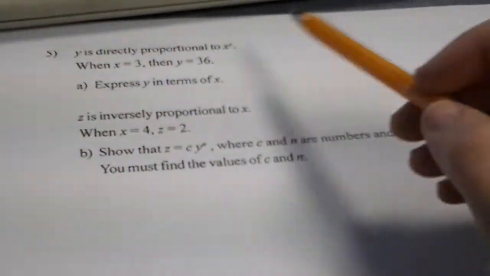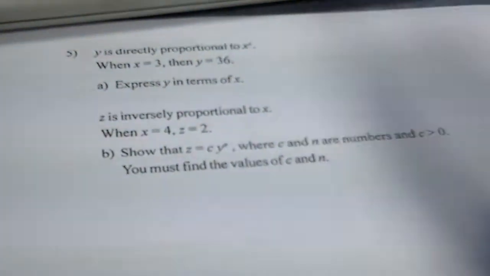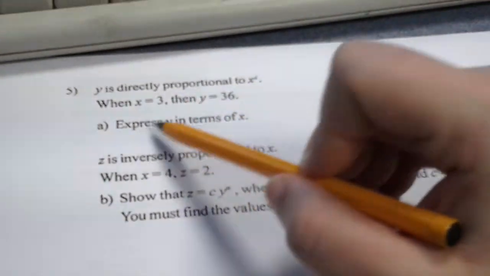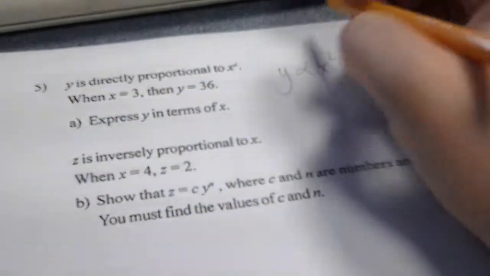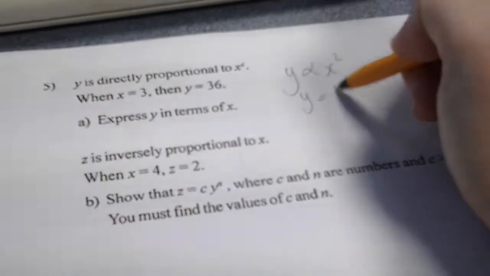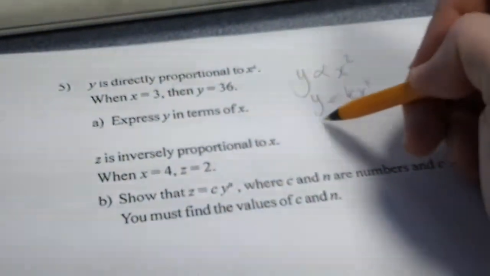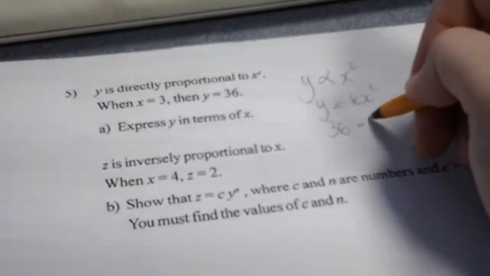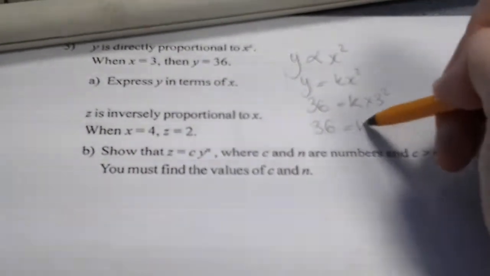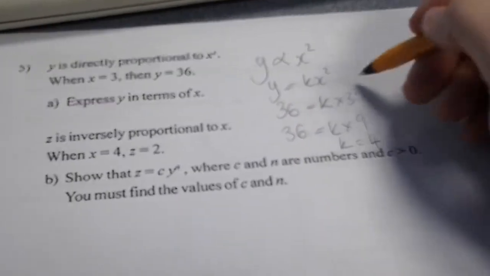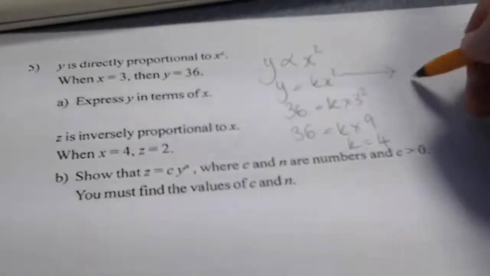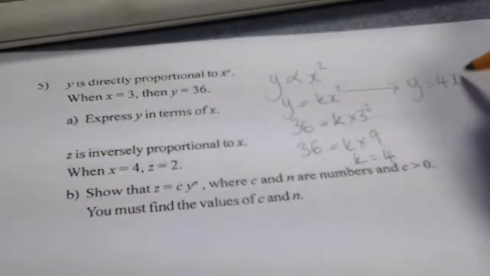Okay, so 5 now says y is directly proportional to x squared. And the question is, express y in terms of x. So y is proportional to x squared. So y equals kx squared, same as you're used to by now. When x equals 3, y equals 36. So 36 is k times 3 squared, which is k times 9. So k must be 4, and therefore this formula becomes y equals 4x squared.